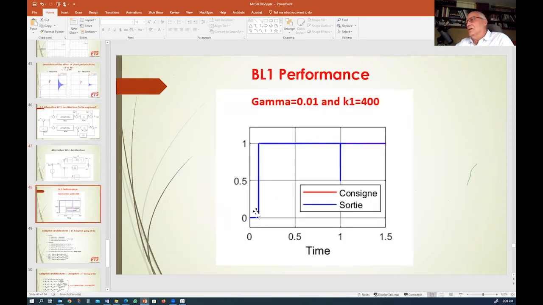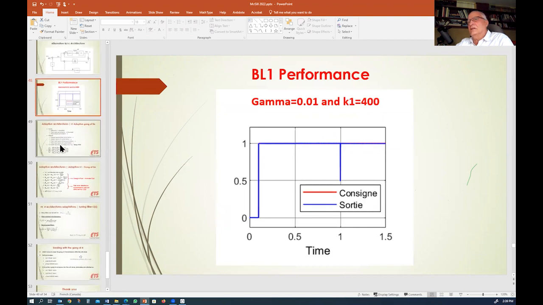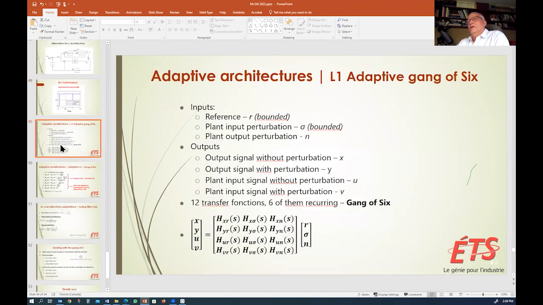And what we're getting, generally speaking, is that we have excellent tracking by using B-control. Again, I used only one architecture so far to check the adaptation, but it works.